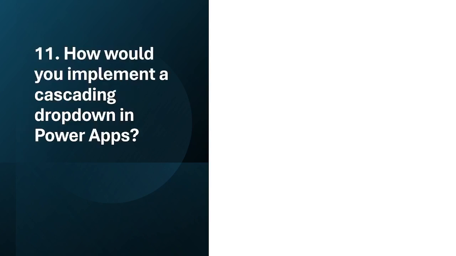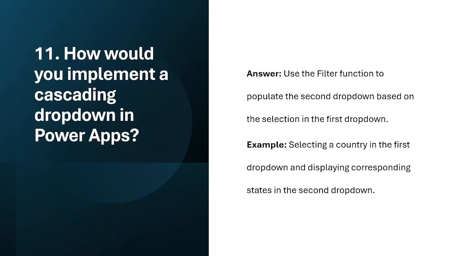Next question is, how would you implement a cascading dropdown in Power Apps? You can use the filter function to populate the second dropdown based on the selection in the first dropdown. For example, selecting a country in the first dropdown and displaying the corresponding states in the second dropdown. So you can apply a filter function in the second dropdown based on the selected value of the first dropdown.